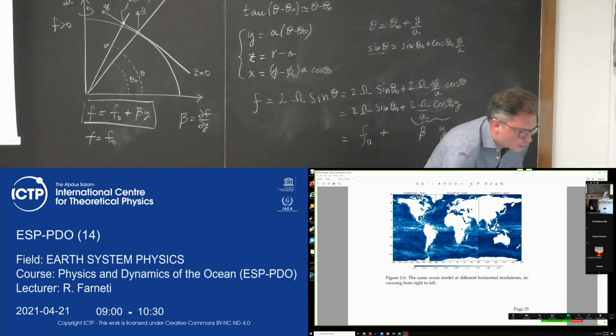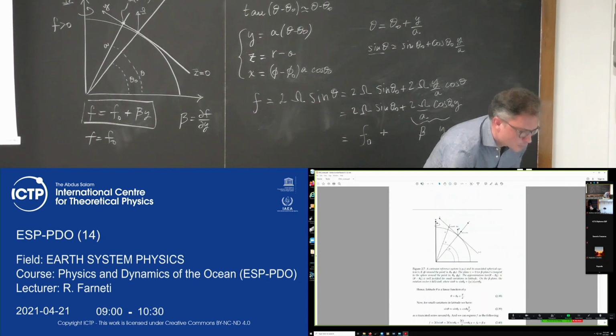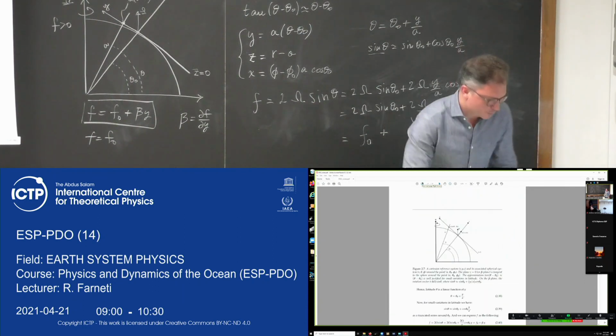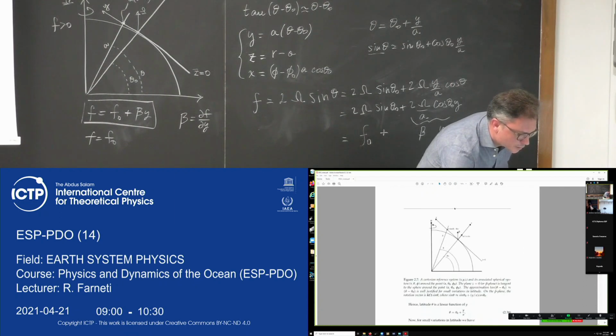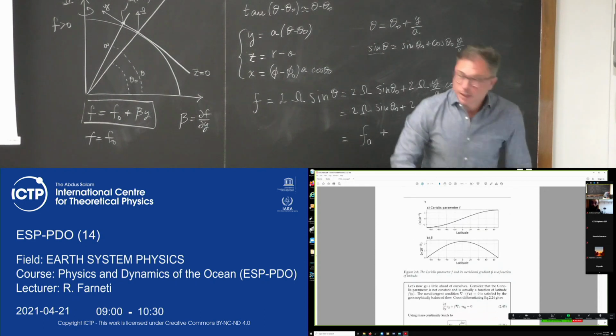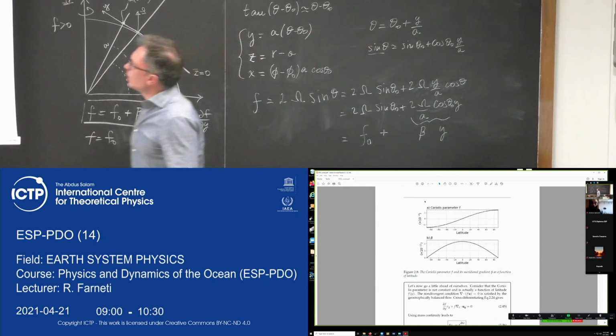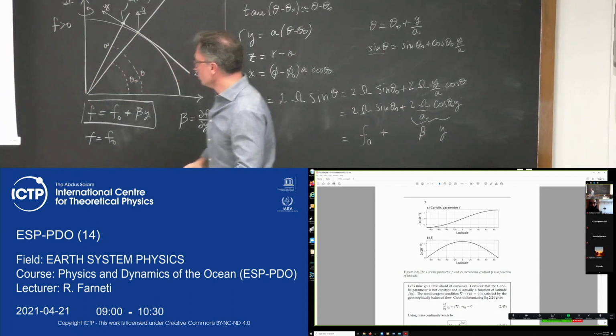Now, if you want to see, this is my very nice schematic. Okay, it took me hours to do, but I think it looks okay. And so this is how f varies with latitude, and this is how beta varies with latitude. It's just the meridional gradient of f. And it's something that you need.